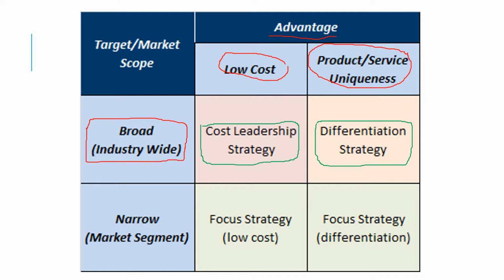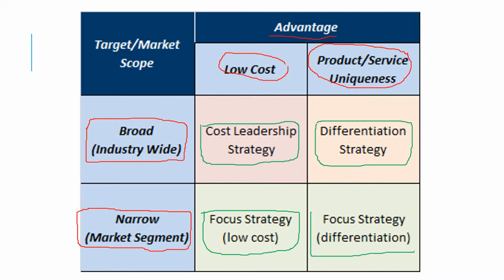However, we might also want to use these two strategies, low cost or differentiation, not across the whole industry, but maybe for a more niche, so a smaller market segment. And if that's the case, we call those focus. So here we might have a focus strategy of low cost if we're trying to be the lowest cost, not across the whole industry, but in a particular niche. And we also call this focus strategy of differentiation. Again, if we want to, within a niche market, make our product or service unique.